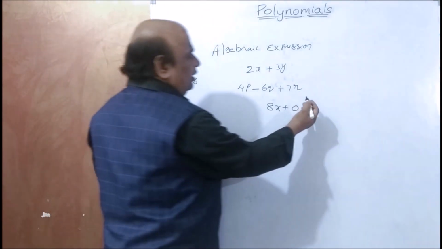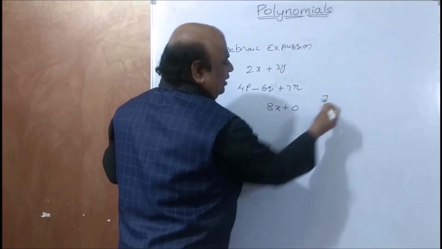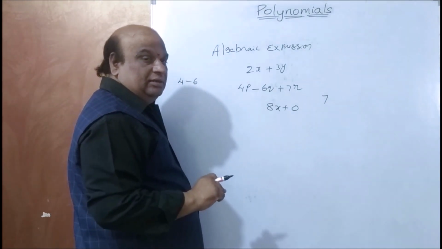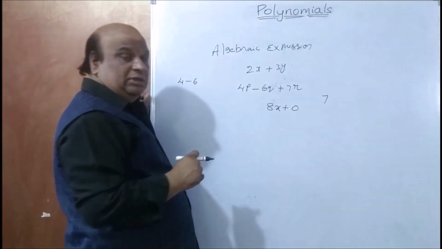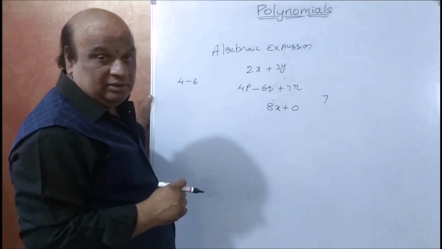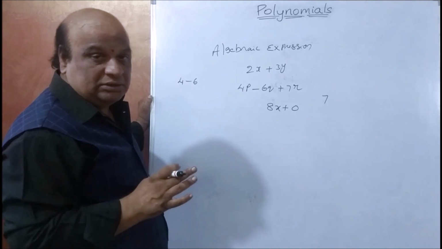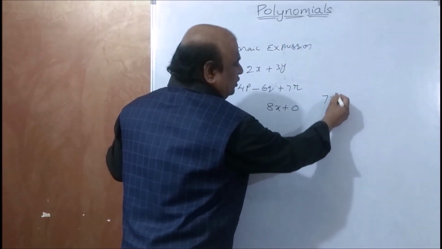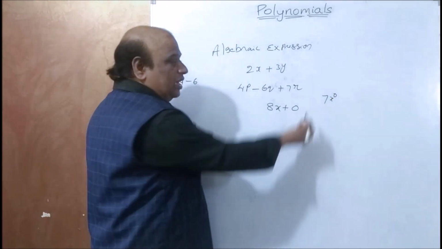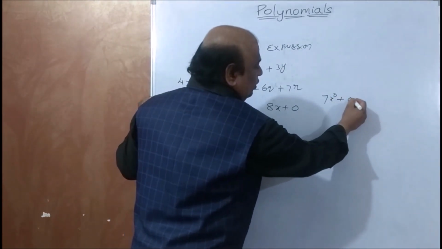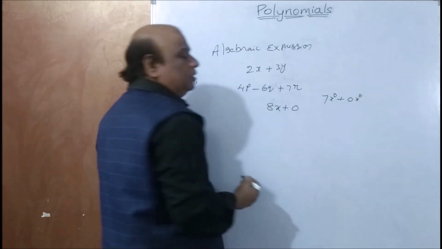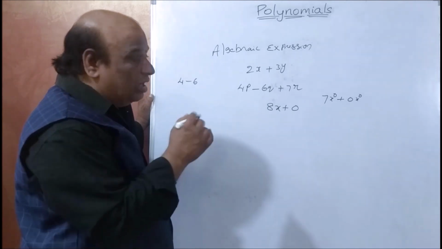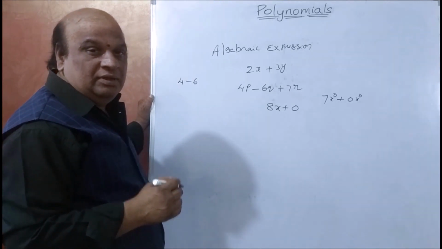Suppose here this is 7. Actually it is a constant. Is 7 an algebraic expression or not? Yes, because here you take x power 0. It is an algebraic term. Again you take 0 x power 0. This is the logic.